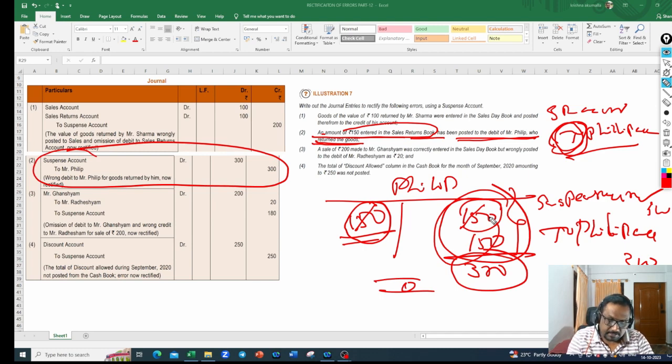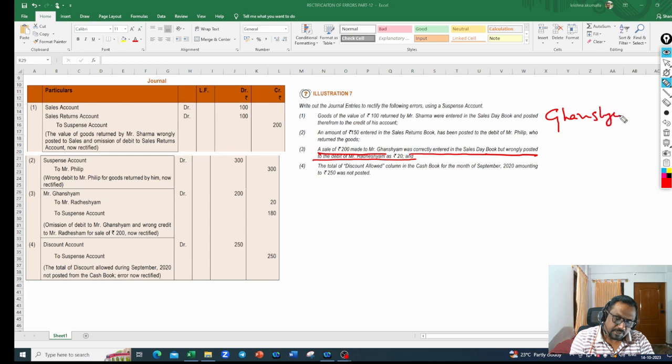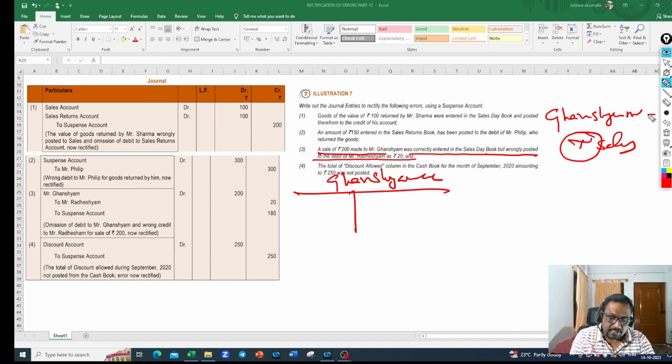Clear? Right. Next. A sale of 200 rupees made to Mr. Ghanashyam was correctly entered in sales day book but wrongly posted to the debit of Radheshyam 20. So when the sale happened to Ghanashyam, what entity do we debit? Ghanashyam. Ghanashyam account debit to sales account. This is the entry. So I need to prepare Ghanashyam account, but it is posted correctly in sales account, but Ghanashyam account is not debited.